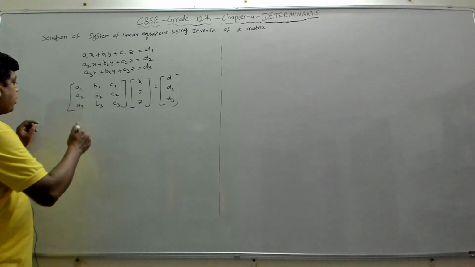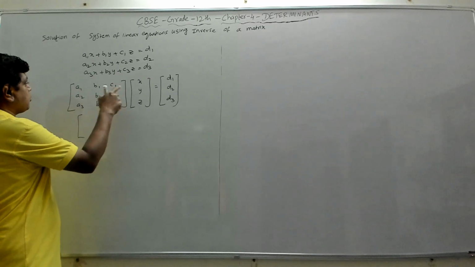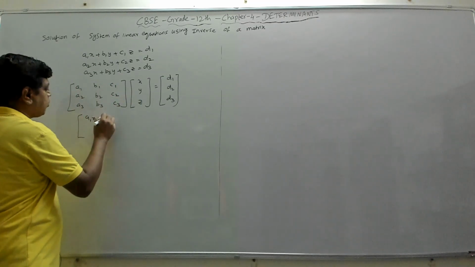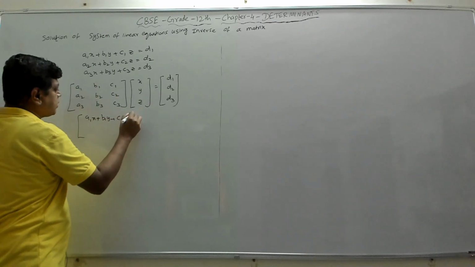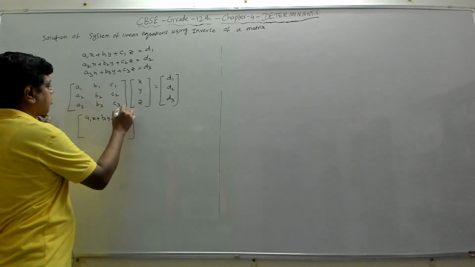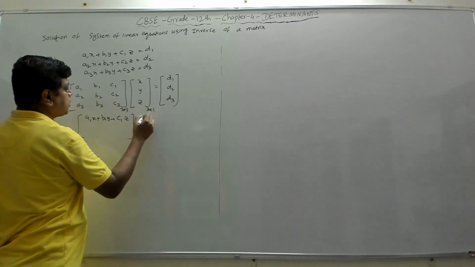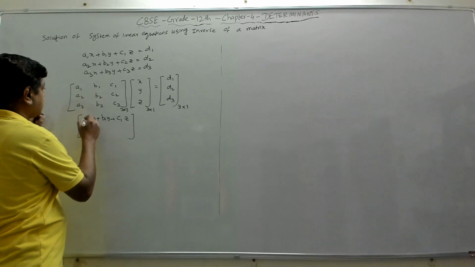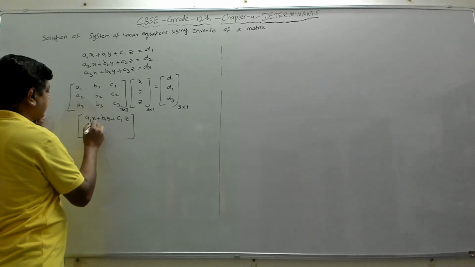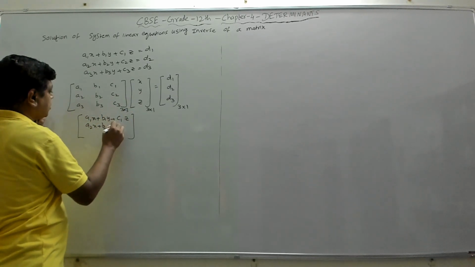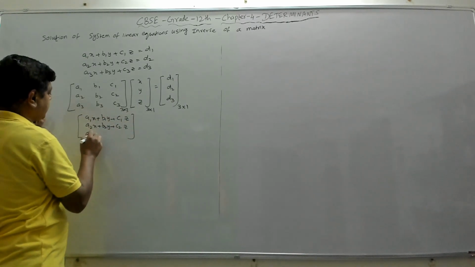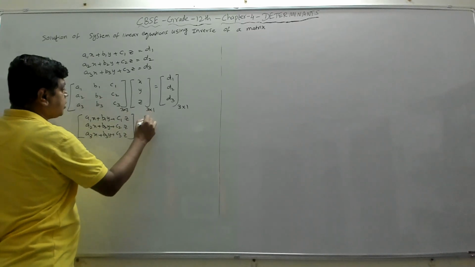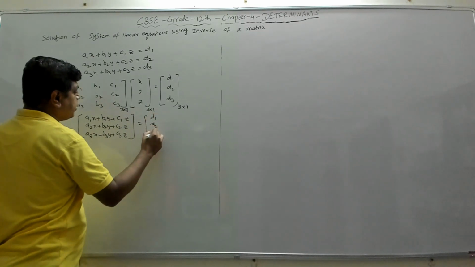If you multiply these two, you will get a1x plus b1y plus c1z. This is a 3 cross 3 matrix. This is a 3 cross 1 matrix. The resultant will be a 3 cross 1 matrix. This is also a 3 cross 1 matrix. Similarly, this into this gives a2x plus b2y plus c2z. Then this will be a3x plus b3y plus c3z. That will be equal to d1, d2, d3.